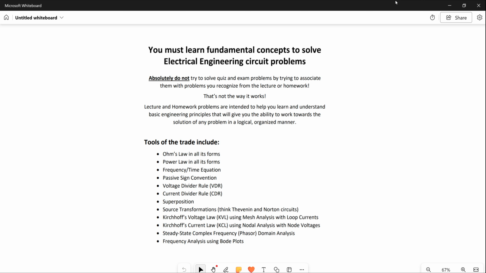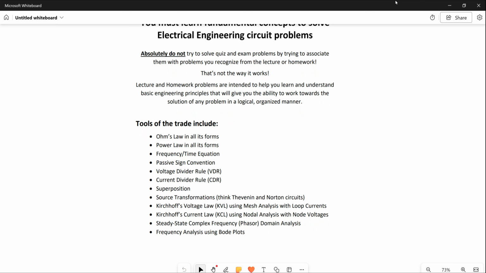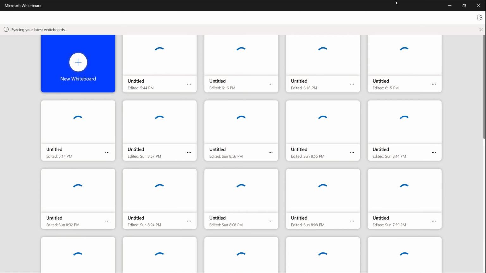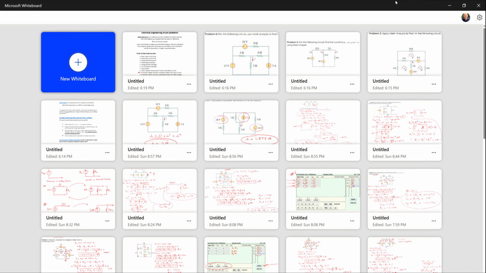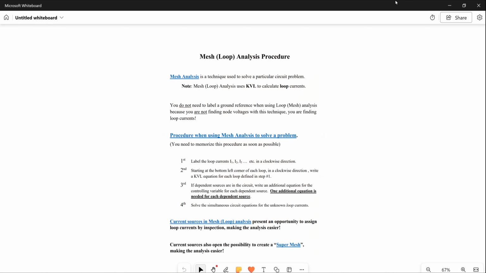The tools of the trade for the electrical engineer when doing circuit problems are these bulleted items here. And what I'm going to zero in on in this video is using Kirchhoff's voltage law to analyze circuits with mesh analysis by assigning loop currents. So that's the intent. I have other videos to talk about nodal analysis and Thevenin's theorem and source transformations and things like that. But we're going to start by looking at the procedure that I have to analyze a circuit using mesh or loop analysis.